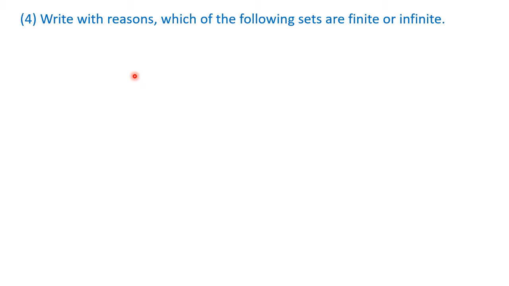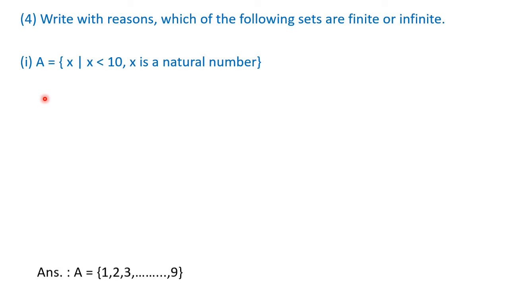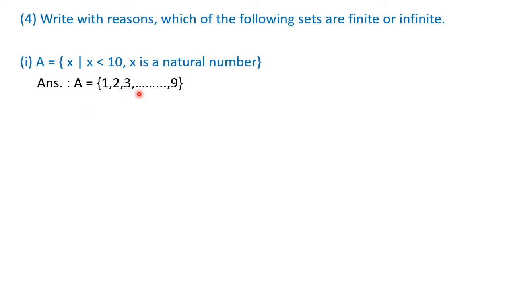So the first one here is A is the set of all x such that x is less than 10 and x is a natural number. That means we have to write down all the natural numbers less than 10. 10 is not allowed. So here set A contains the elements 1, 2, 3 and so on up to 9. You can see that the boundaries are present at both places. 1 is the smallest one here and 9 is the biggest one. Or I can say that set A contains 9 elements. So the elements are countable. Therefore, I can say that A is a finite set. Okay.